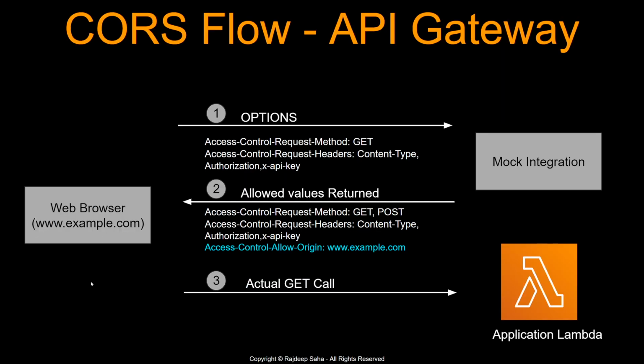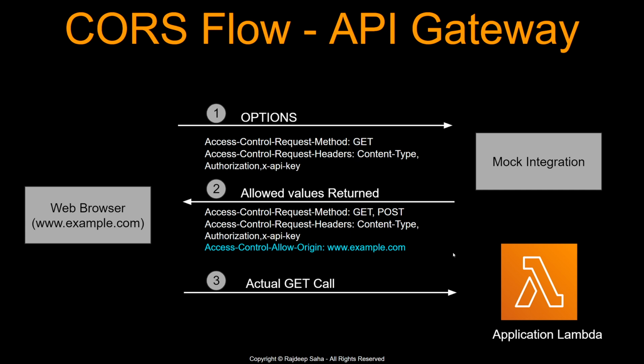Now let's go back to our slides and talk about a slightly more complicated scenario. Let's take a look at what we did with the existing flow. From example.com or any origin in this case, the options call comes in, we have a mock integration with every header value hard-coded, the allowed values are returned, and then you do the actual GET call, which goes to an actual Lambda. And since I am testing from my local machine, the HTML page is not running on a server, so I cannot put a specific origin because it's not really a web server. That's why I'm putting asterisk.